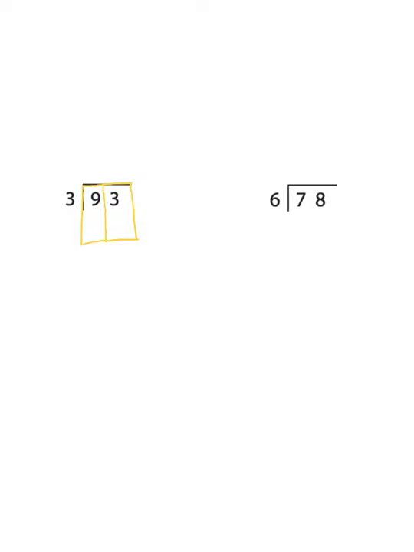I know that 3 goes into 9 3 times, and 3 times 3 is 9. When I subtract, I get 0, which means that there's really nothing to bring up, so that's just going to stay a 3. I know that 3 goes into 3 1 time, and 1 times 3 is 3. I got a remainder of 0, so I know that I'm done, and my quotient is 31.